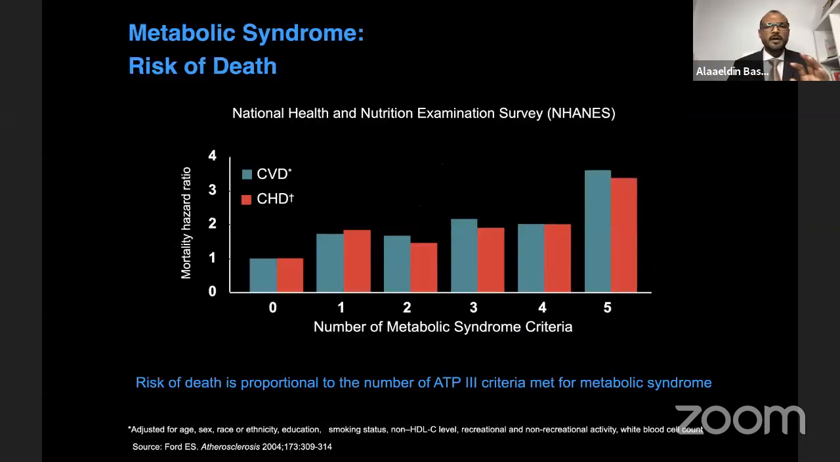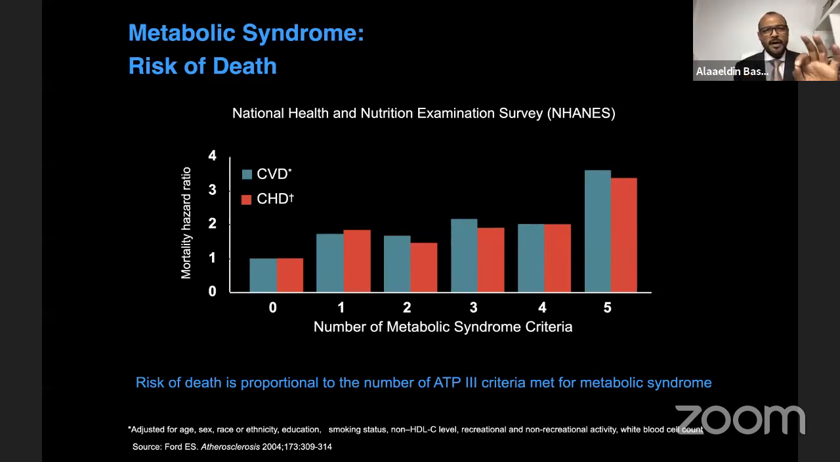And if you look at patients with metabolic syndrome and the risk of death, we know that diabetes is part of the metabolic syndrome. The risk of cardiovascular death or coronary heart disease increases significantly with the number of components of the metabolic syndrome. So if the patient is obese, diabetic, has high triglycerides, low HDL, or even high blood pressure, with each one of them you get an increase in cardiovascular disease and coronary heart disease. The more components of the metabolic syndrome, the higher the hazard ratios for mortality.